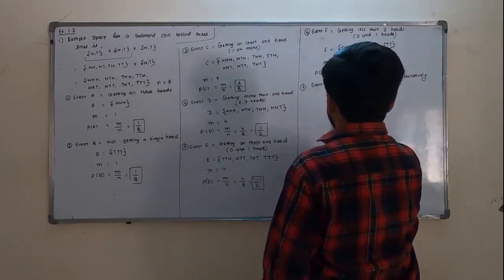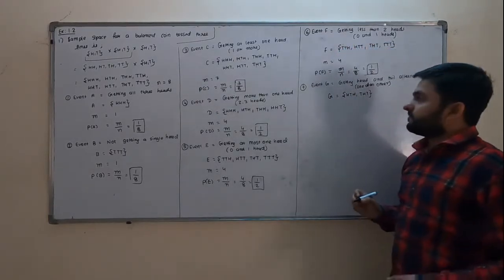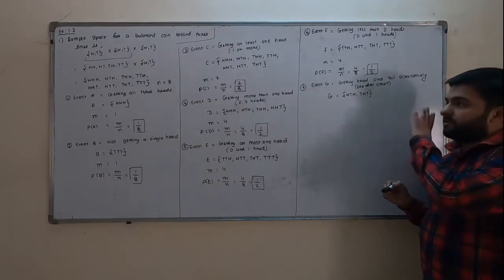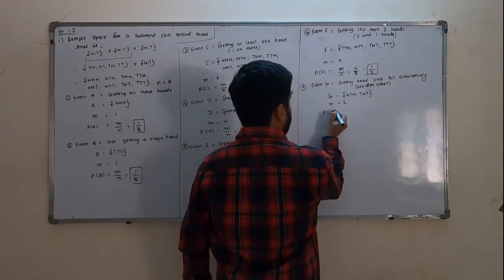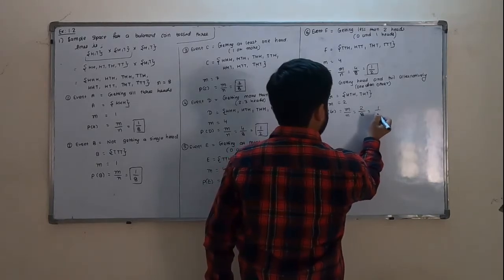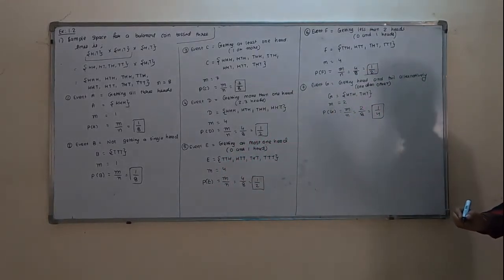So G is equals to HTH, THT. Why? Because the condition is head and tail should be alternatively. Okay? M is equals to 2. P of G, M by N, 2 by 8, 1 by 4. Okay? So this is the 7th one.